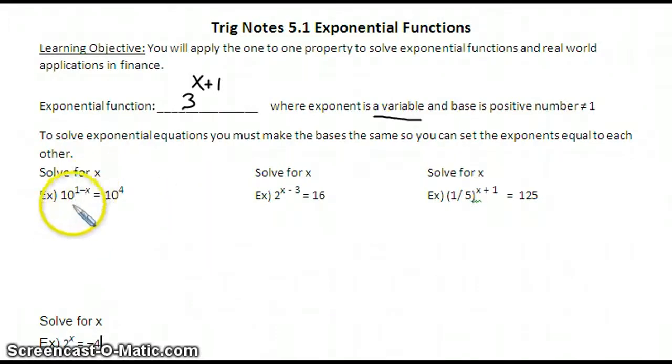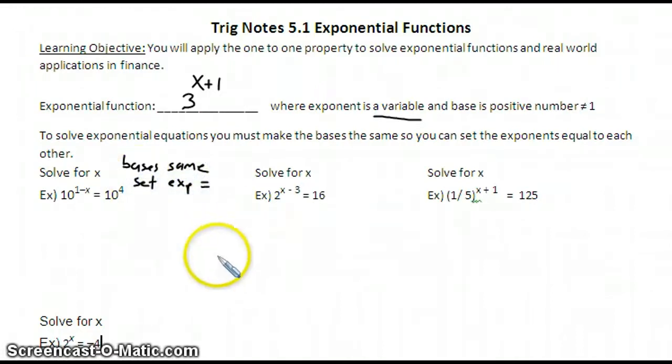So if I have something like this, 10 raised to the 1 minus x is equal to 10 to the 4th. If the bases are the same, you're going to set the exponents equal to each other. So in this case, bases the same, set exponents equal. So because the base in both sides of my problem is a 10, I can just set the exponents equal to each other.